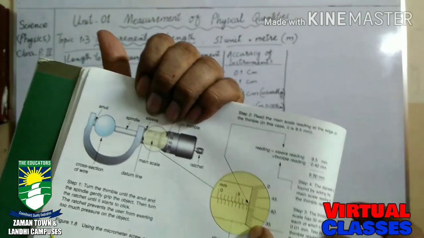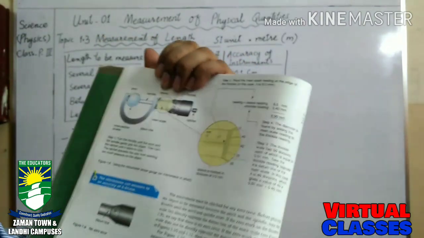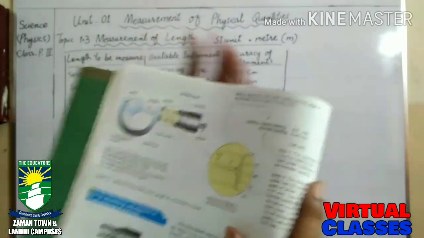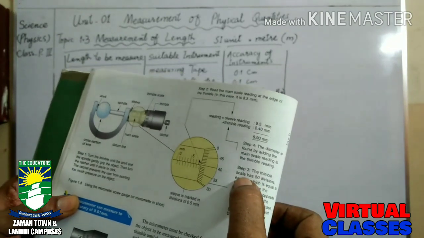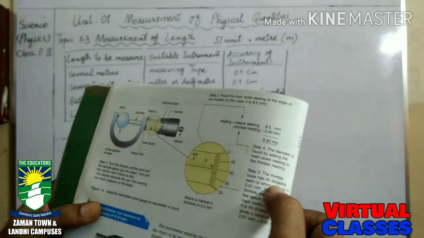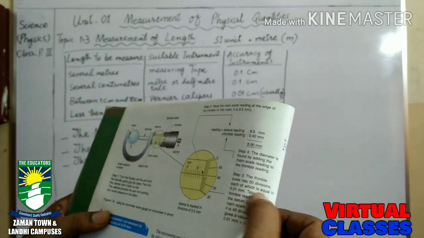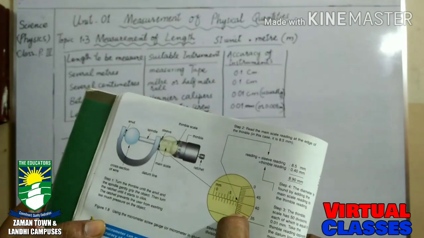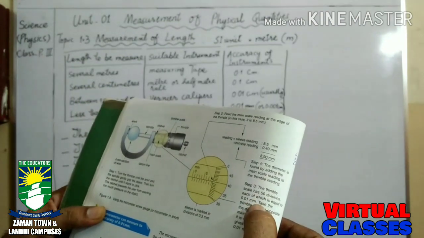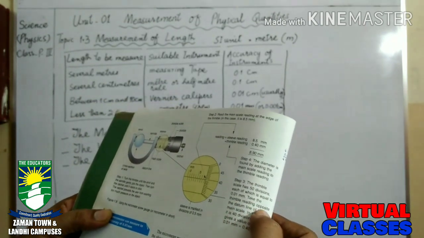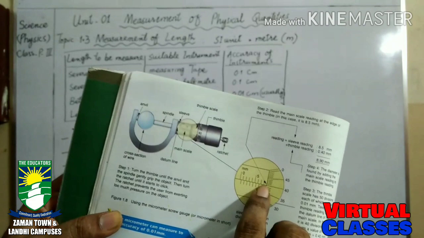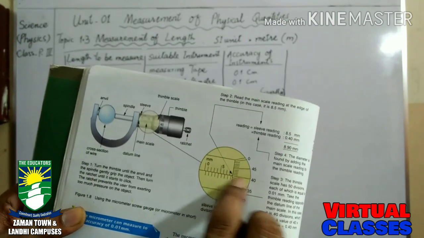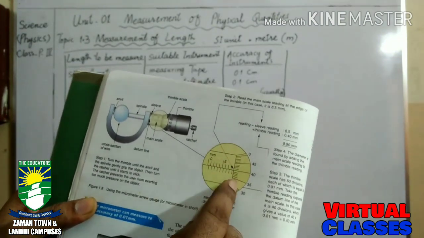This is the spindle scale. Second step is that, third step. Third step is, now the thimble scale has 50 divisions, as I have explained to you, each of which is equal to 0.01 millimeter. These are the smaller scales. Take the thimble reading opposite to the datum. See, this is a datum line, and the point where it is exactly meeting the thimble scales.